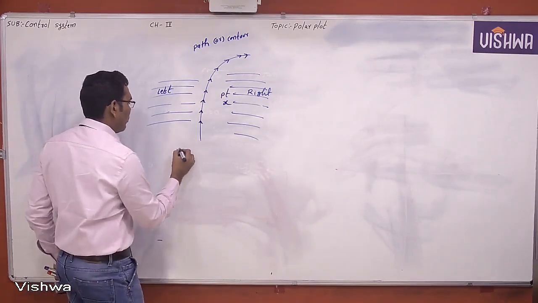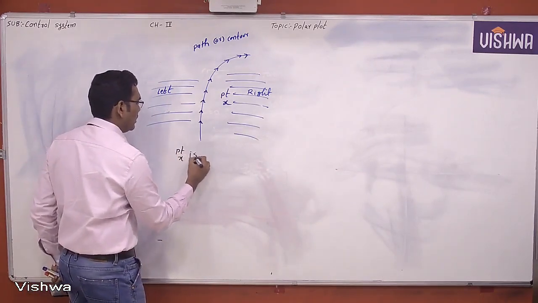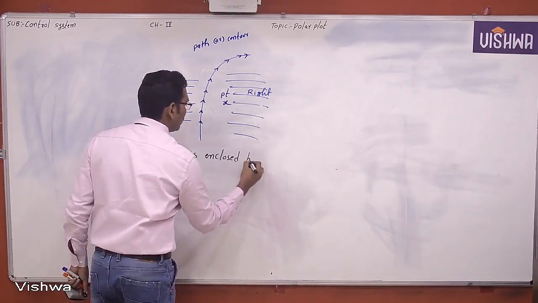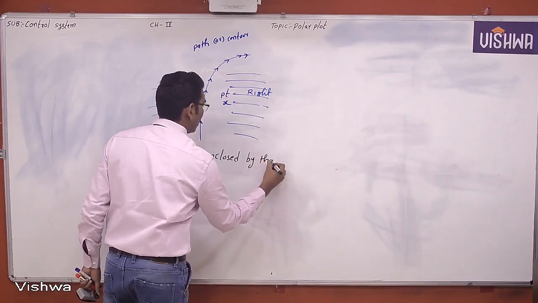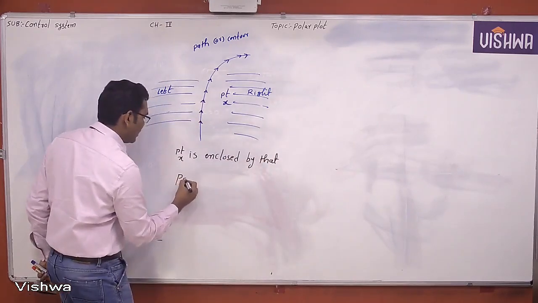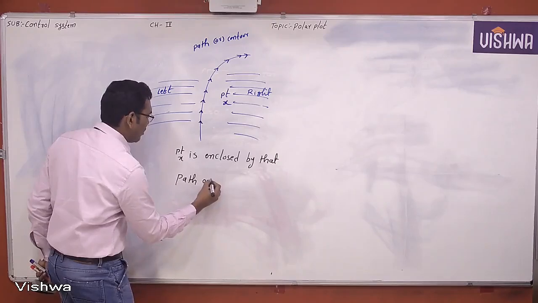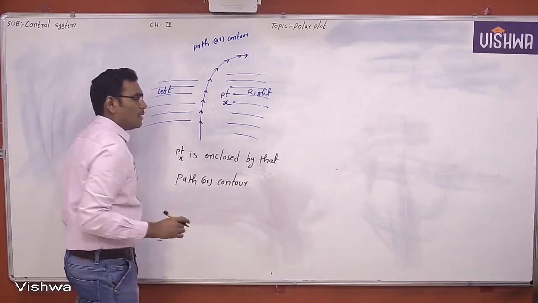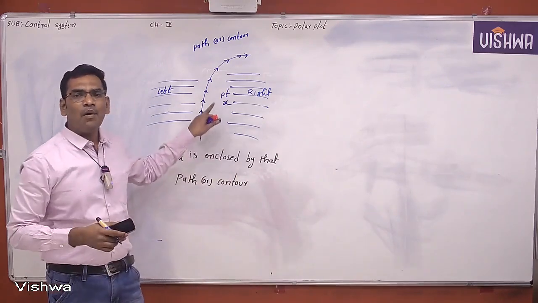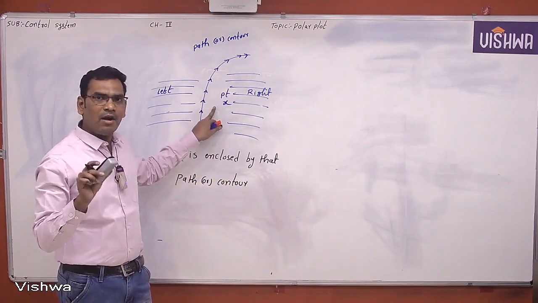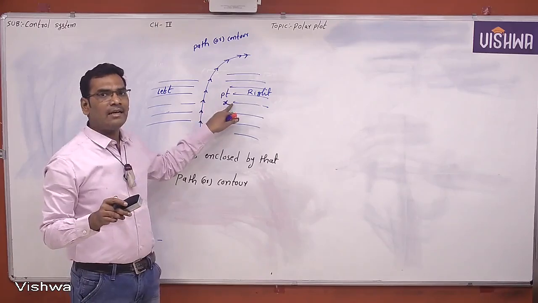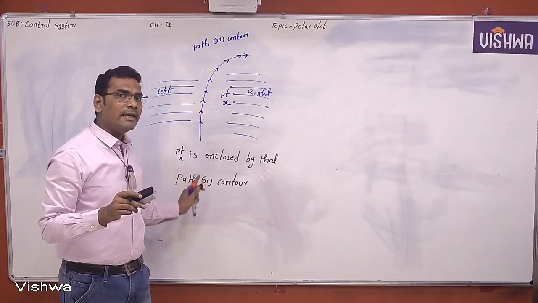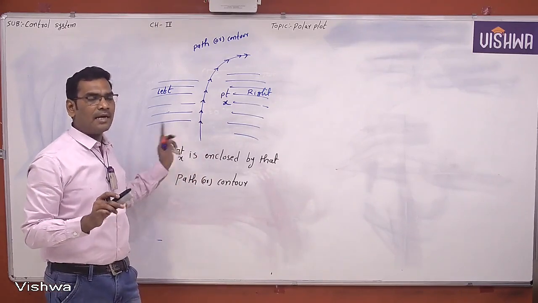Therefore, now the point x is enclosed by that path, or by that contour. What is the definition? I am writing the definition. If any point lies on the right hand side of a path, then that particular point is said to be enclosed by that particular path, otherwise not enclosed.